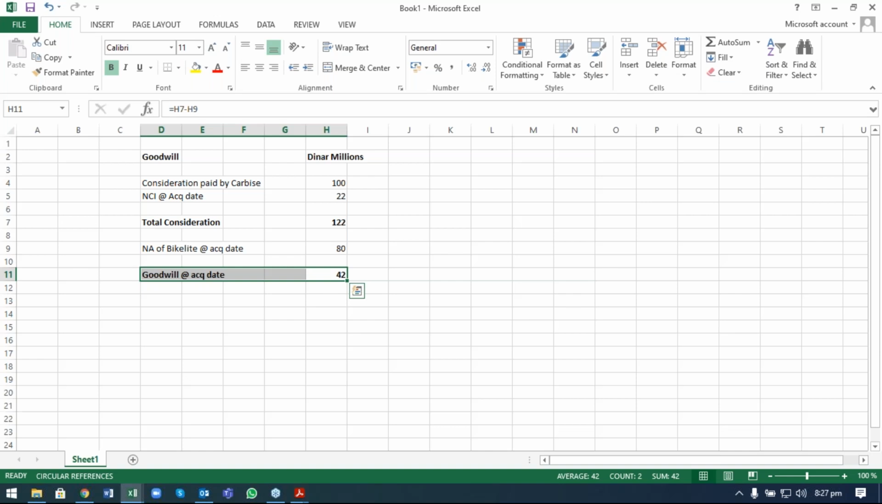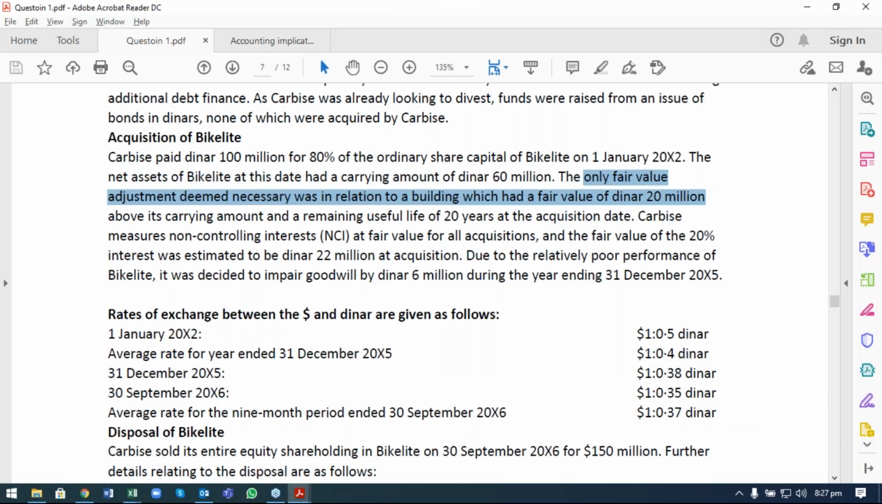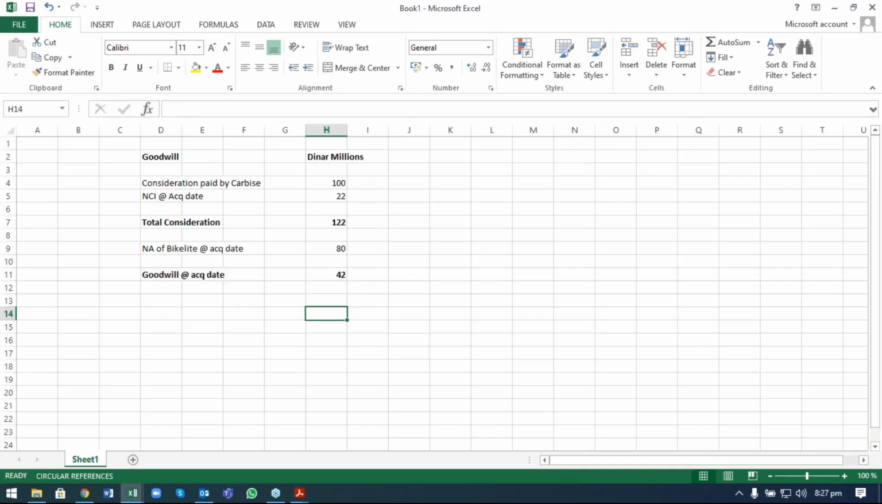Now, as this was reported in dinars, we need to make sure that we retranslate these dinars into dollars. I believe the dollar is the currency of the parent. Yes, dollar. So we need to retranslate it. So we're looking into dinar millions, then looking into exchange rates, and then dollar millions, right?